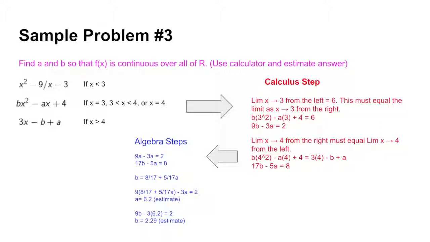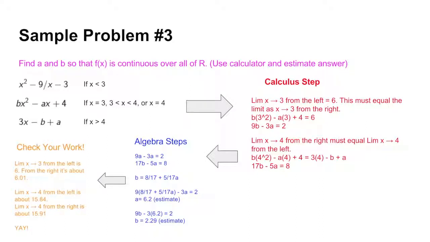You have to be very careful with your work, but once you do it, now you can check your work, and you plug the numbers back in, and you make sure that you've done it all correctly. And you found that a was about 6.2 and b is about 2.29. Since I made this problem up, the numbers aren't too pretty, but the limit as x approaches 3 from the left is about 6, and from the right it's about 6.01. So you know that as x approaches 3, the limit is about correct. You've solved that correctly. And for x equals 4, about 15.84 and 15.91. So again, you know you did your work correctly.